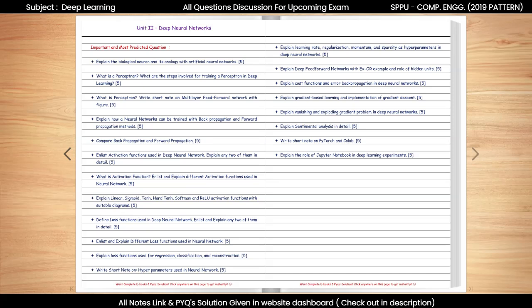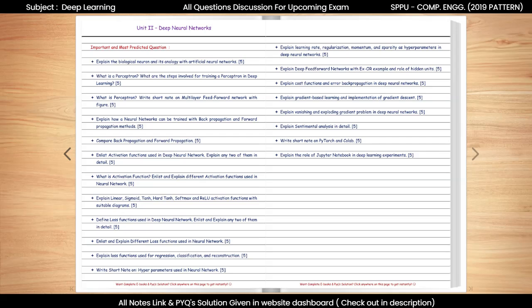Tanh is similar but centered around 0. Hard tanh is a clipped version of tanh. Rectified linear unit looks like a flat line at 0 for negative values and a straight rising line for positive values. Softmax converts outputs into probabilities that sum to 1. Now, let us move on to our next important topic, loss functions.